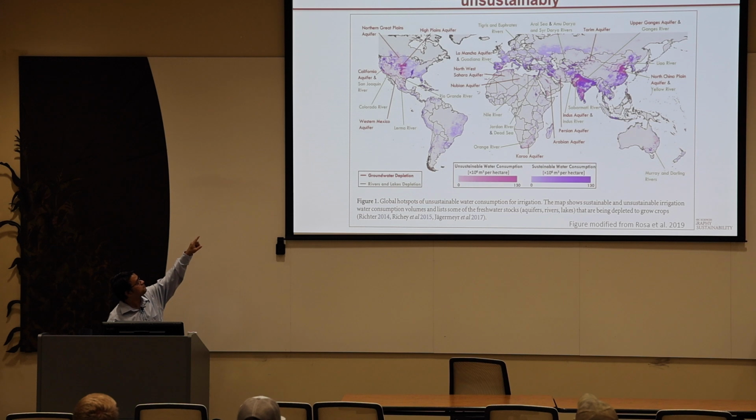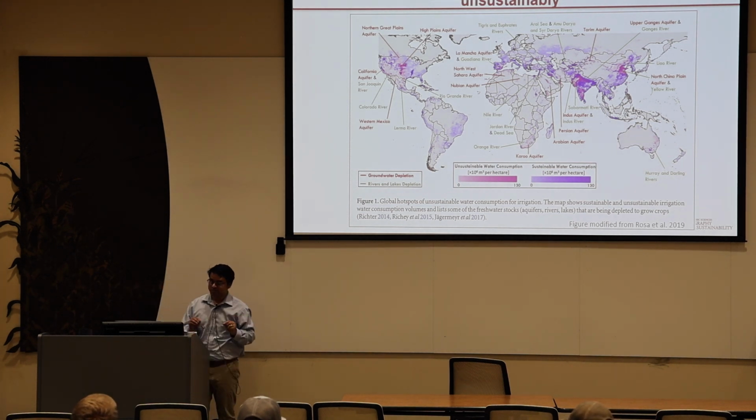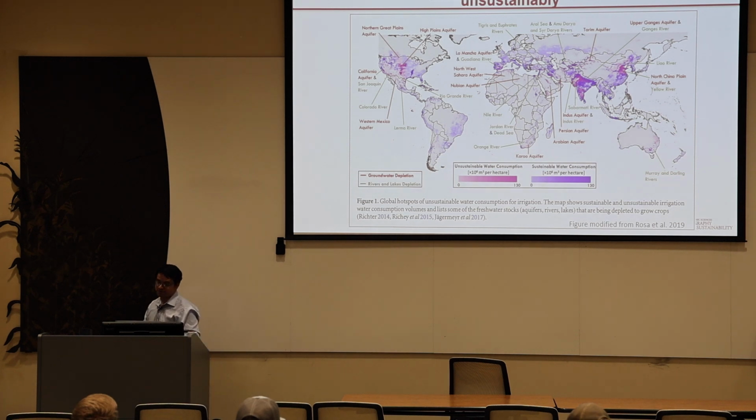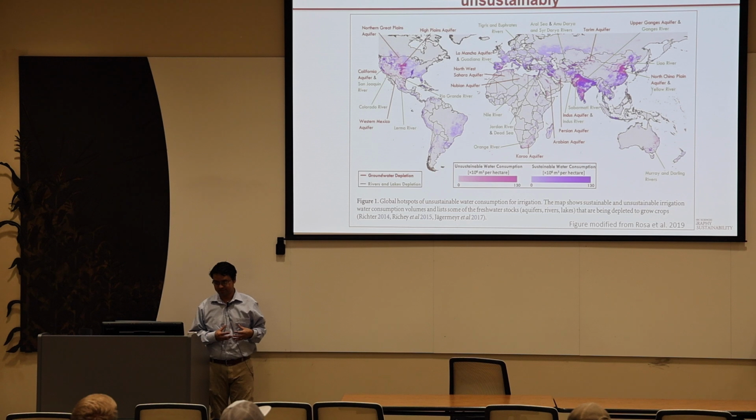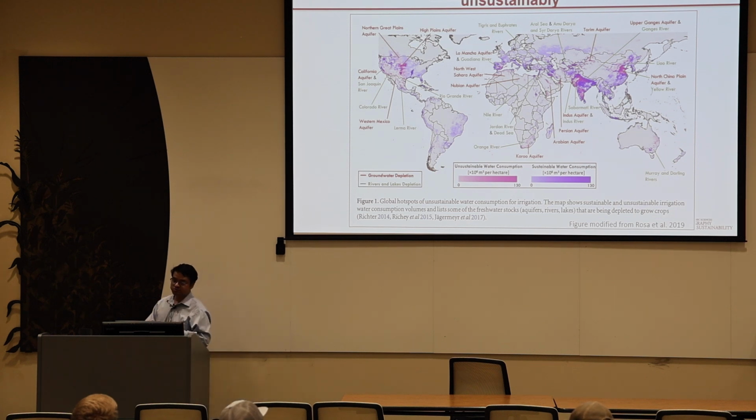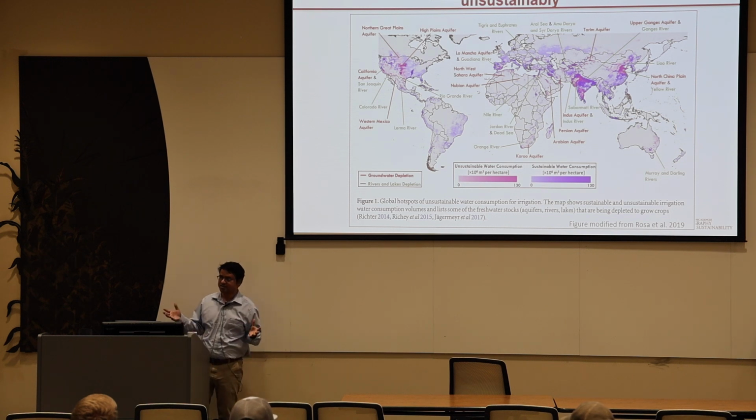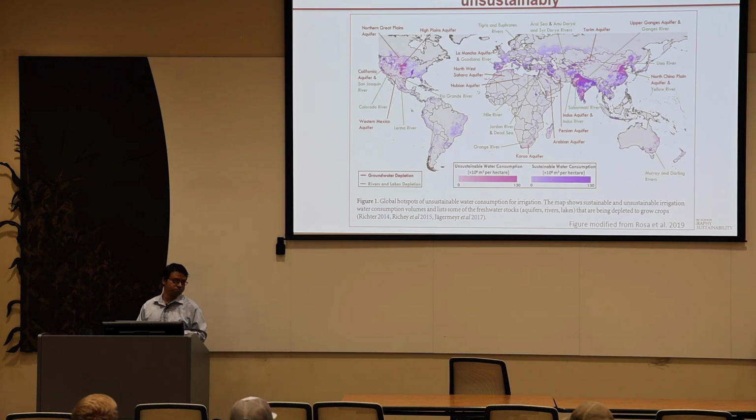So if you look at the High Plains aquifer, the pink color in this figure shows the water is unsustainably used, which means there's more water consumed than required. And then you also see the California Central Valley, a key irrigated area in the U.S. that produces almost half of the U.S. food. So they are using water very unsustainably.